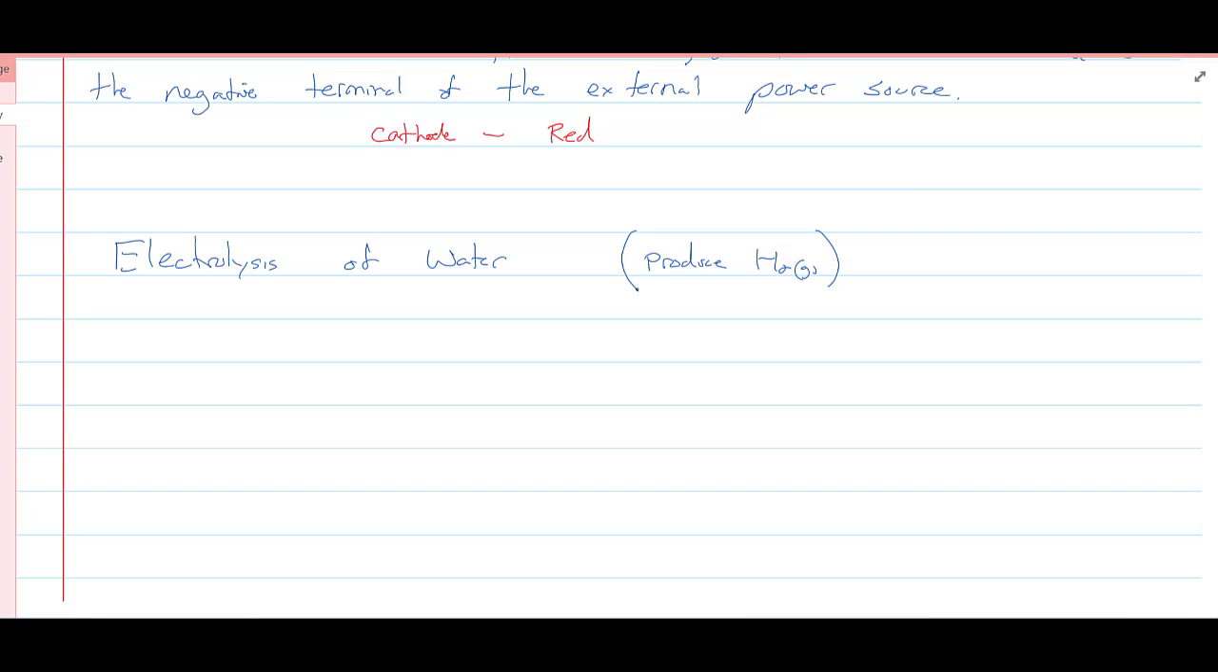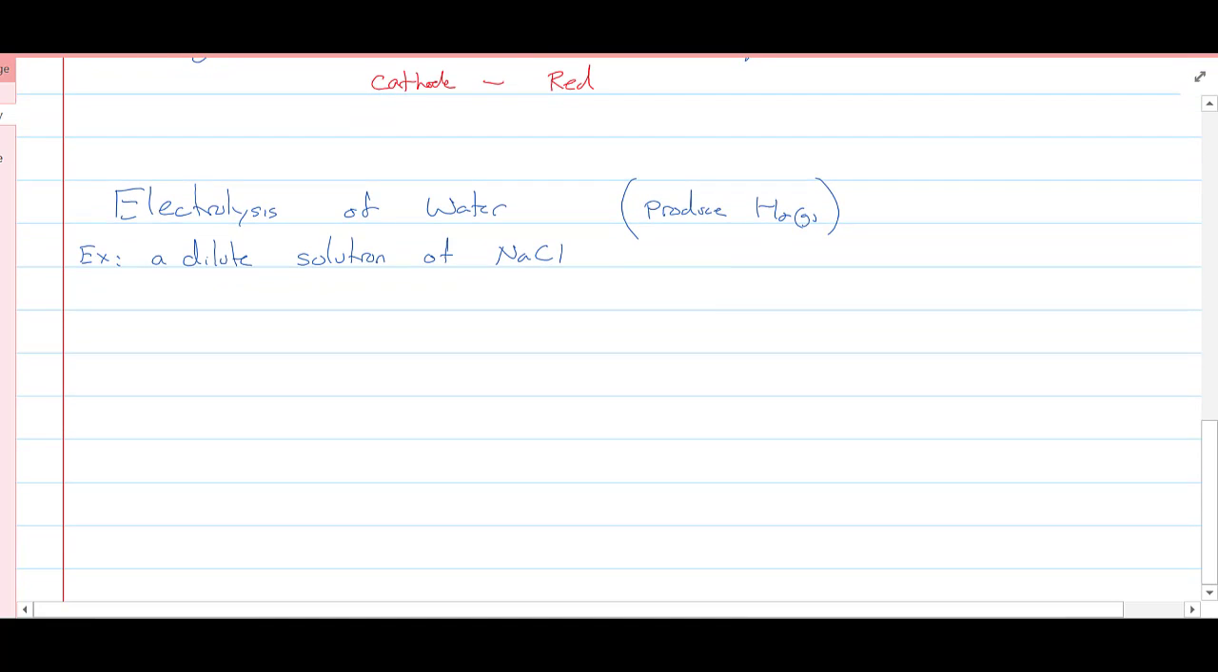So for water to actually conduct electricity, you would need an electrolyte in there. And the electrolyte, let's just take a common example, a dilute solution of sodium chloride. Okay, so then that leads us to the questions. What species are in the solution? And then what is oxidized? And what is reduced?